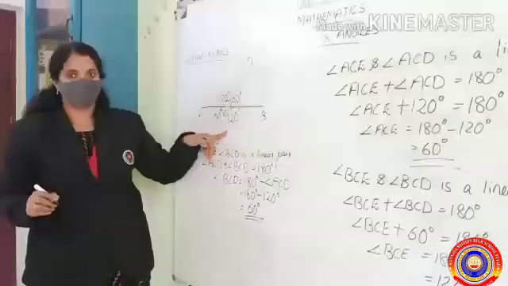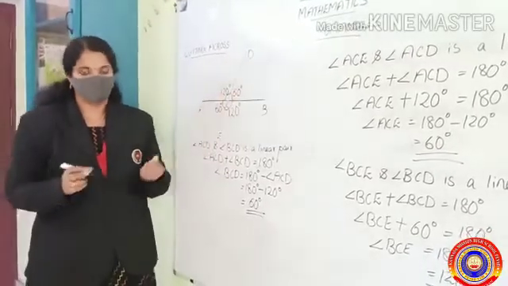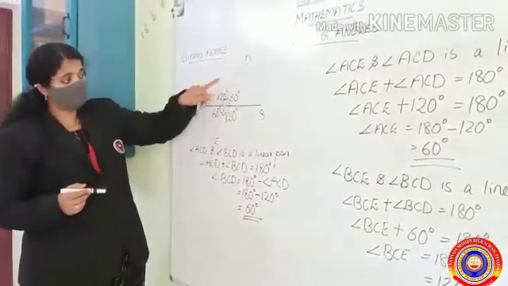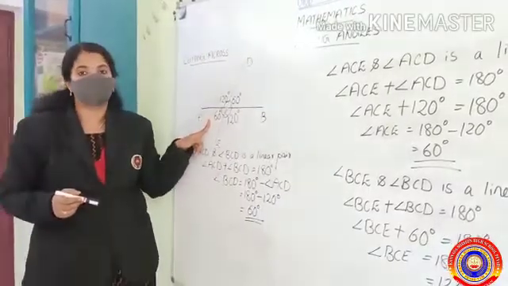In this figure, we got all the angles and the opposite angles are equal. So here, each pair of the opposite angles are equal.